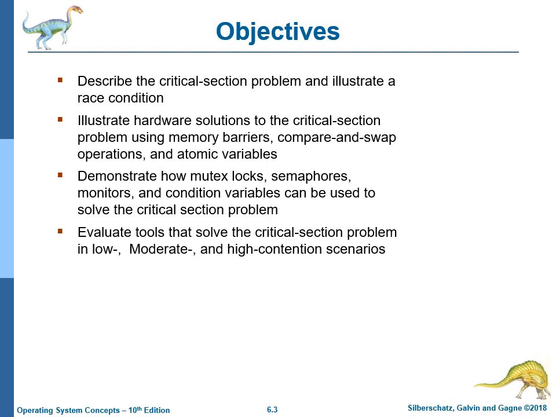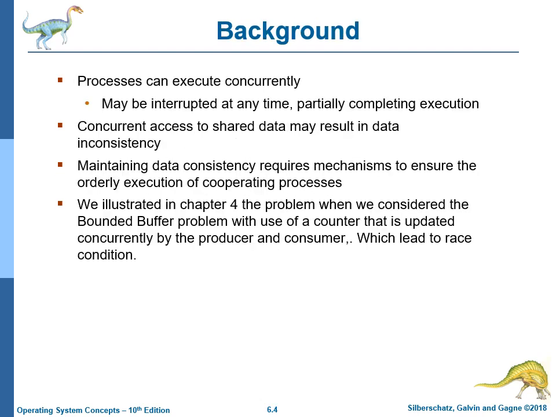So these are the objectives, where you will be able to describe the critical section problem and illustrate race conditions, and see the different hardware or software solutions in order to maintain the synchronization of the data, or process synchronization. You will demonstrate how mutex locks, semaphores, monitors, and condition variables can be used to solve the critical section problem, and evaluate the tools that solve it in low, moderate, and high contention scenarios.